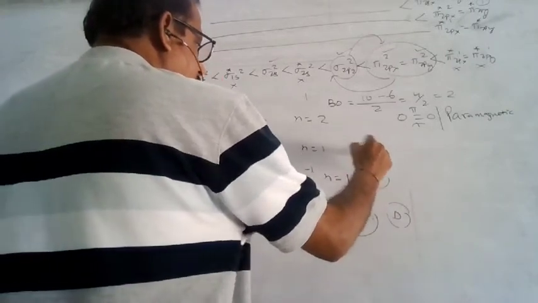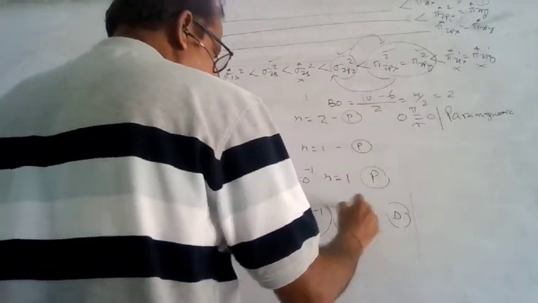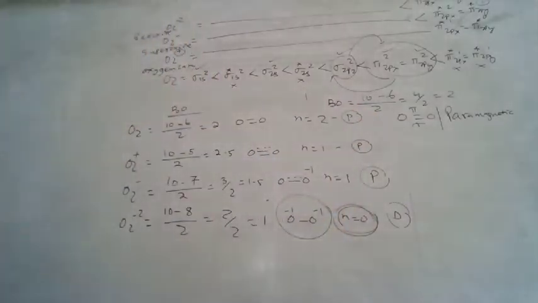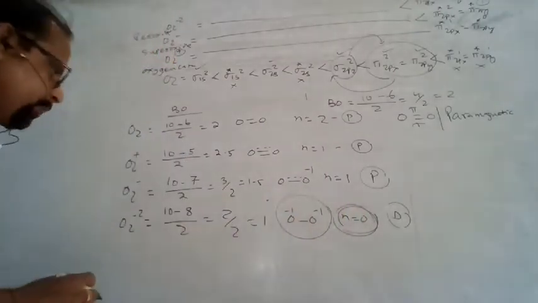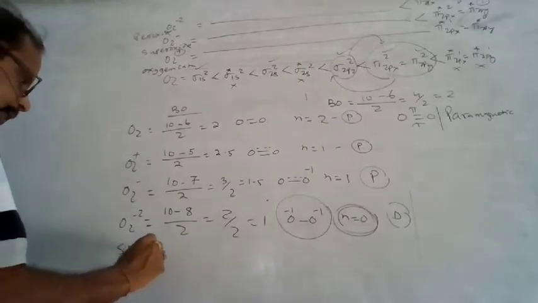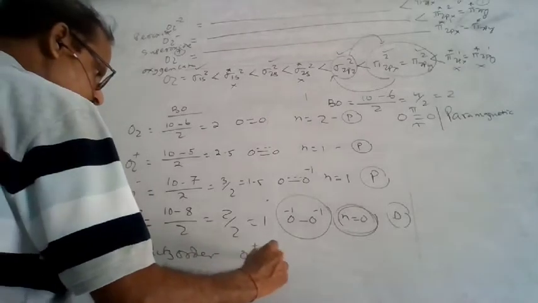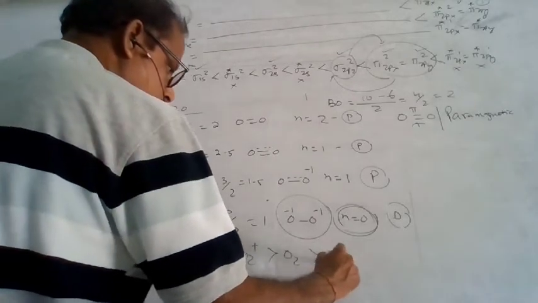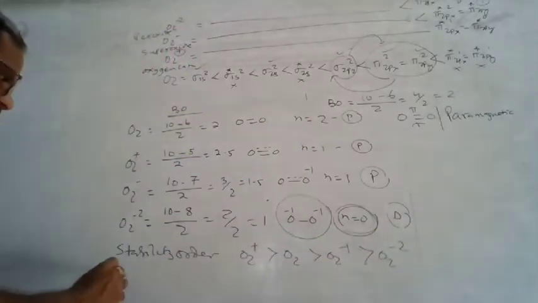So if it is O2 plus, from here I can explain, O2 plus means 1 electron will be lost, only pi star 2px 1. So when it will be O2 minus 1, that will be like this. Minus 2, that will be like this. So on the basis of this, this is the last part.